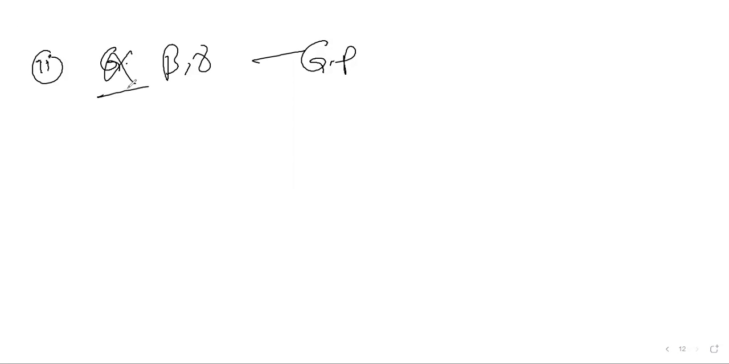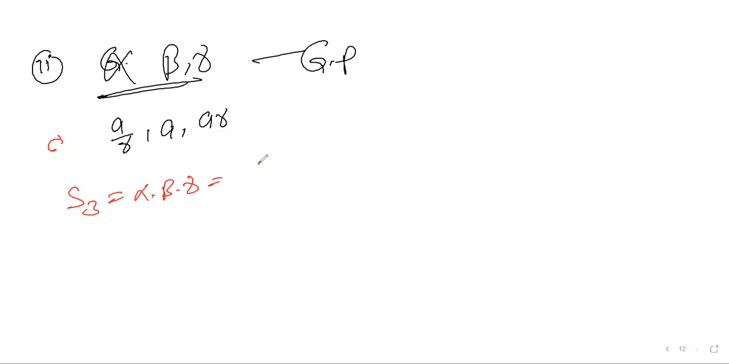Move to the second one. It is alpha, beta, gamma in GP. For GP I'll take alpha is equal to A by R, beta is equal to A, gamma is equal to AR. For this question, take S3 is equal to alpha into beta into gamma. I'll take S3 as A by R into A into AR. R and R cancel, so S3 is A cube.